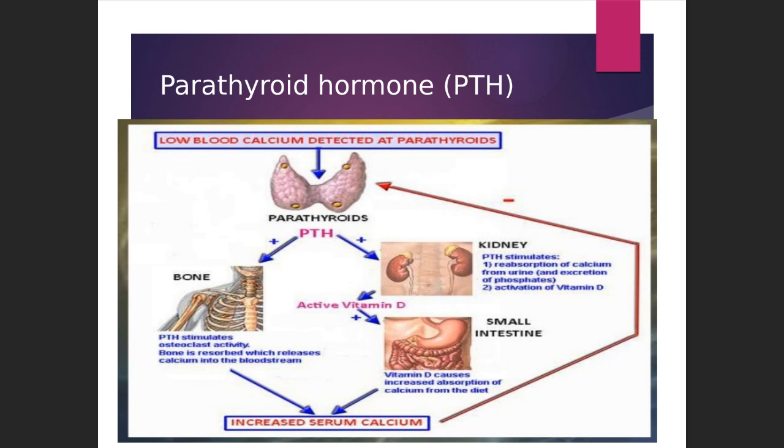In the kidneys there is reabsorption of calcium from the urine and excretion of phosphate, and the activation of vitamin D takes place. Parathyroid hormone increases osteoclast activity, where the bone has more resorption of calcium, which is released into the bloodstream, and vitamin D in the intestine causes increased absorption of calcium from the dietary intake, from the food we eat.